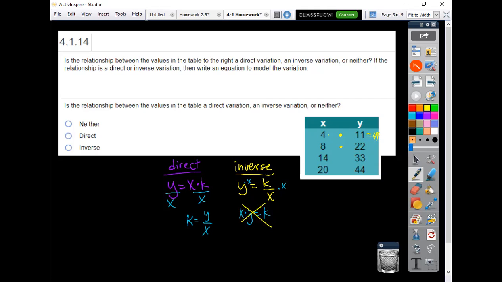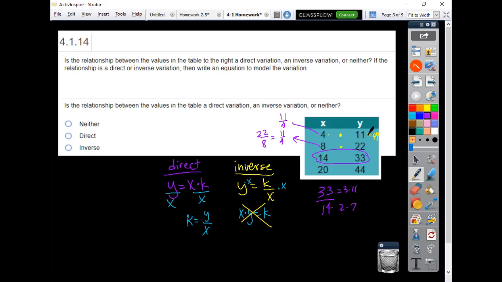But then let's take a look and see if you divide your y over x. So 11 over 4, you cannot reduce that. Right here, 22 over 8, those both divide by 2, right? 11 over 4. 33 over 14, I don't think that reduces, because this is just 3 times 11 and this is 2 times 7. They don't share anything, so it doesn't reduce.